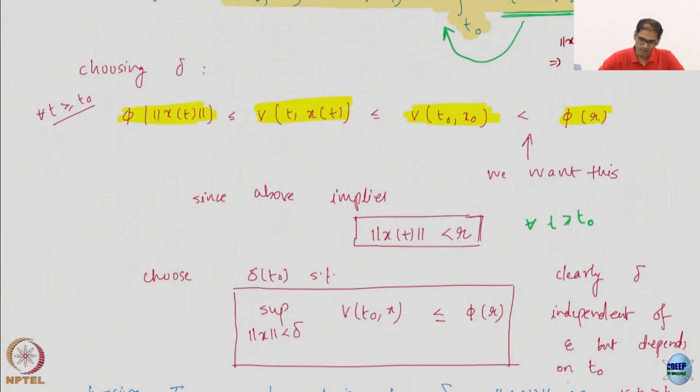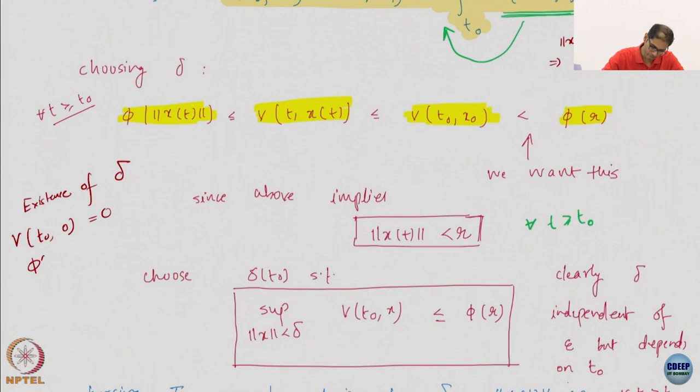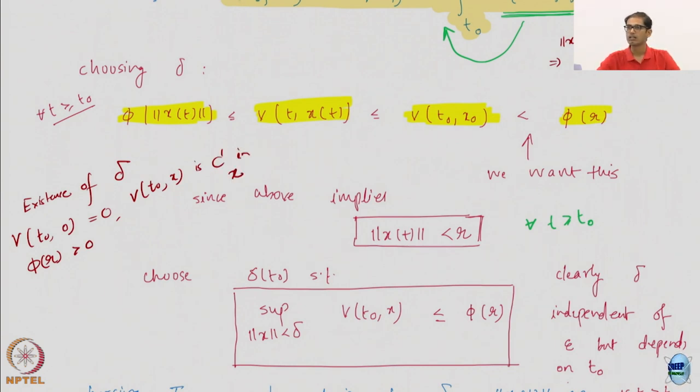That is, we know that, let's see, if I want to show the existence of delta, I know that V(T0, 0) is 0, and I know that phi r is strictly positive, and I know that V(T0, x) is C1 in x. It's continuous, more than continuous. What does it mean? So V starts at 0 here, and I want it to take maximum value phi r.